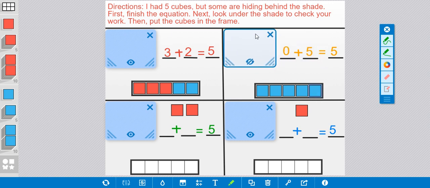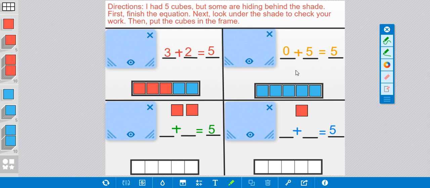So now my 5 frame shows my equation. I have 0 red cubes, right? I don't have any red cubes here, but I have 5 blue cubes. So 0 red cubes plus 5 blue cubes equals 5. Alright, so I can close my shade back up.